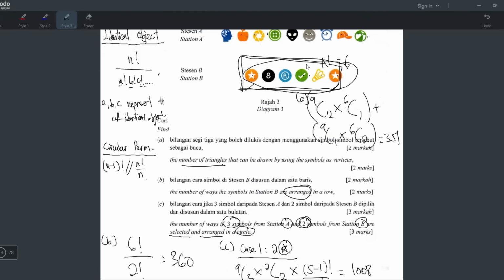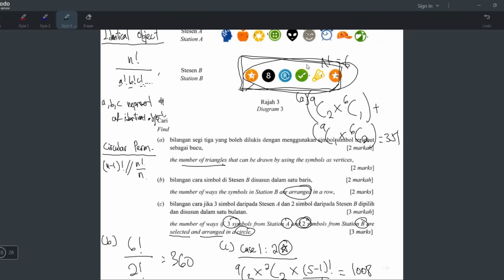9C3 times 4. So I got, oh, I forgot to arrange them in a circle. Sorry. So I have to arrange again with 5. Arrange in a circle means 5 minus 1 factorial. Okay, but this time no need to divide by 2 factorial. Because this time there is no identical object. Because you only have 1 star, right? So it should be like this. Let me press. Alright, I got 8064. Let me just try one more time. 9C3 times 4 times 3.